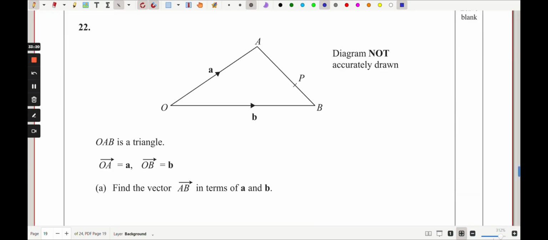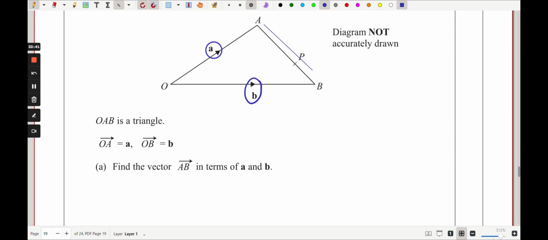Question 22. OAB is a triangle. Vector OA equals a, this one here. Vector OB is here. Find the vector AB in terms of vector a and vector b. So this is AB here. We need to find it out. So we'll write vector AB equals vector AO plus vector OB.